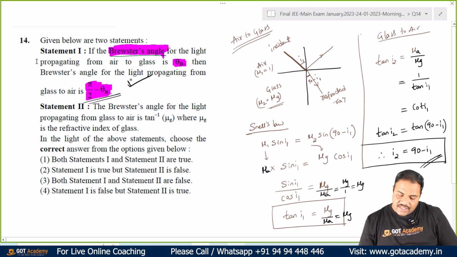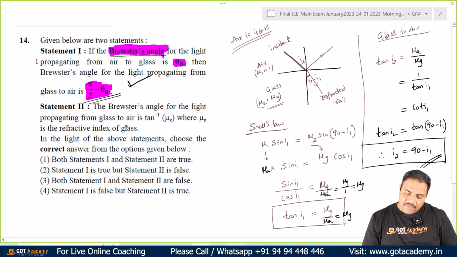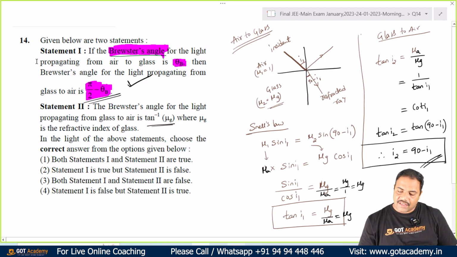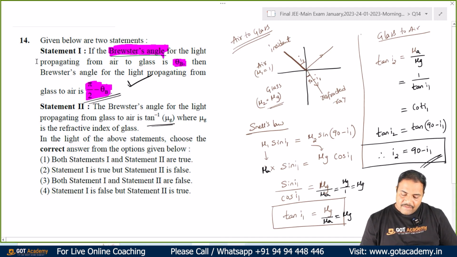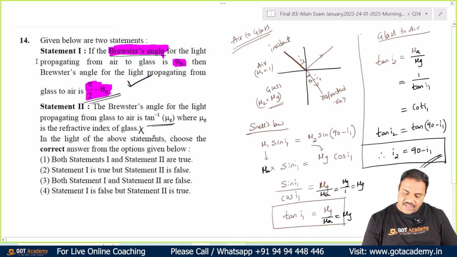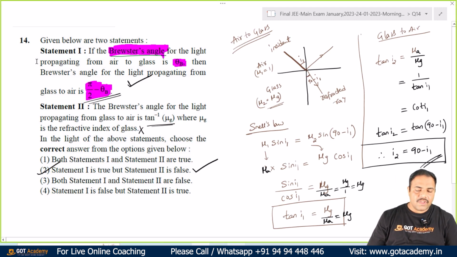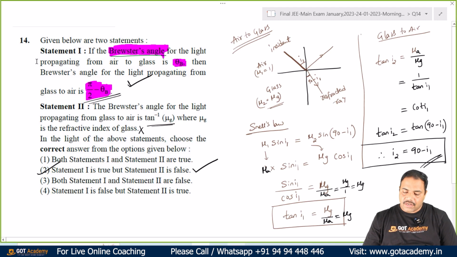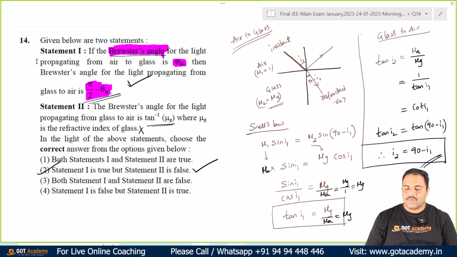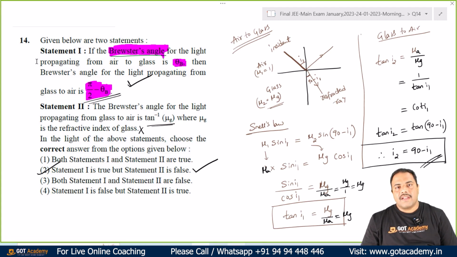Next one, let us read it. The Brewster's angle for the light propagated from glass to air is tan inverse of mu g. Here it is glass to air, so there is nothing like that. It is not tan inverse of mu g, it is tan inverse of mu a by mu g, where mu g is the refractive index. So the second statement is wrong and the first statement is correct. You can go with the second option. Now, let us move on to the next one.